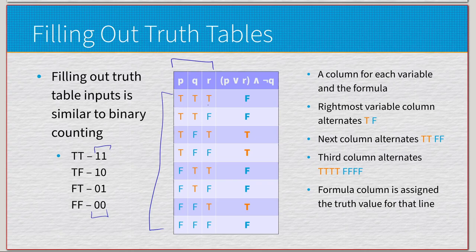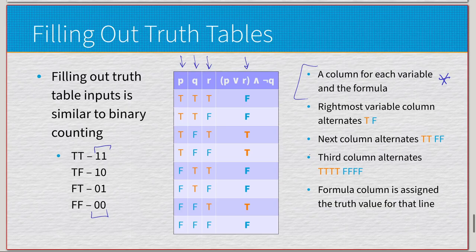Now, another way to note it is that a column is necessary for each variable in the formula. Okay, so what I mean by that is let's take a look at the actual formula itself or the expression here. We have in parentheses P ORed with R anded with negated Q. So we have three unique variables to take into account, P, Q, and R. So we need a column for each of these because they will all need their own inputs. So we end up with three columns. And then we need one last column for the actual result. So these are the required columns right here.